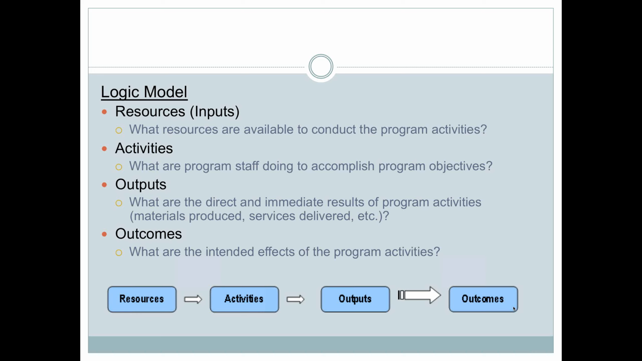And then outcomes are the intended effects of the program activities. Outcomes are the short-term, intermediate-term, and long-term effects of when the activities are conducted. We should see these changes leading up to our overall health goal change.